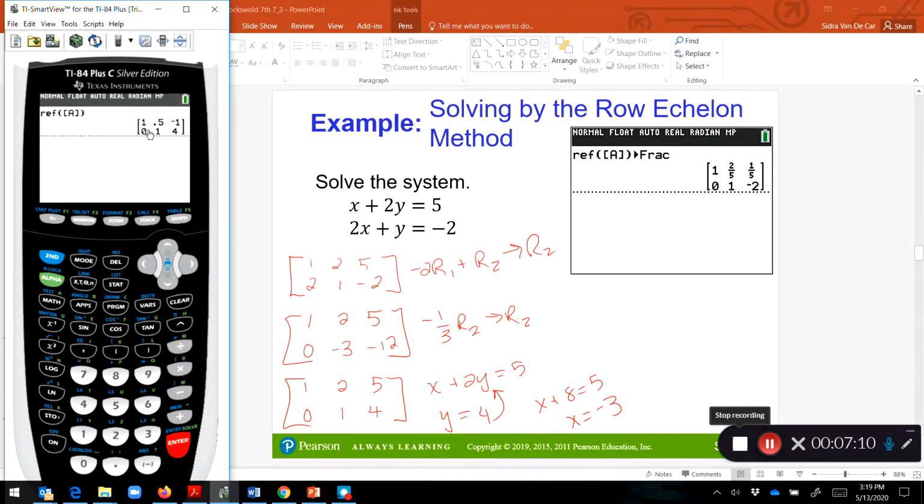And notice it gives me 0, 1, 4, the exact same row I have down here. So my y is 4. Now it gives me a slightly different form up here. We didn't need to do that because we already had it in echelon form. Echelon form is not unique, but this is equivalent. If we solved this system, we'd see we got the same thing: y is 4 and x is negative 3.